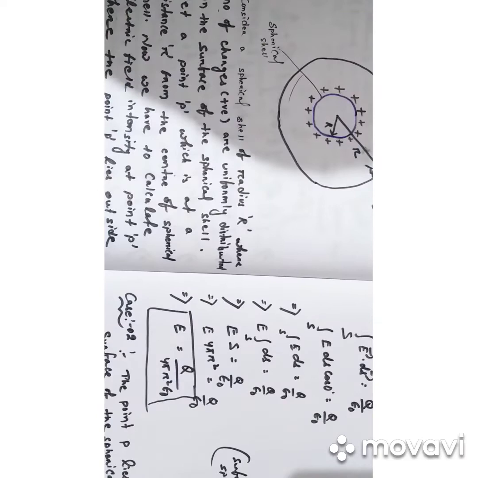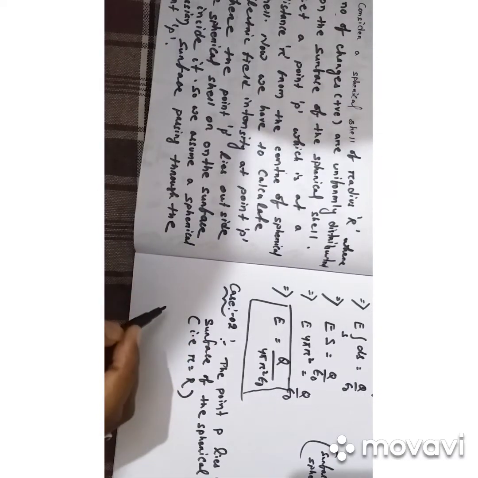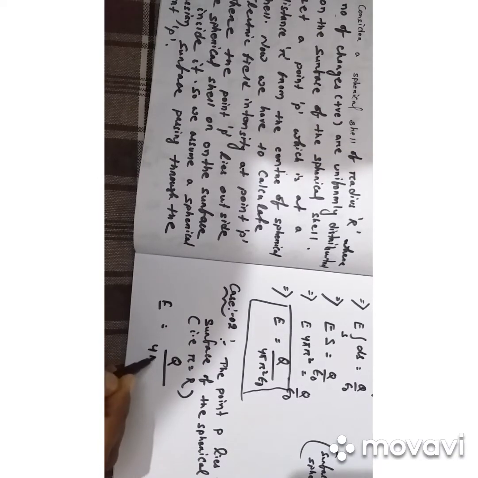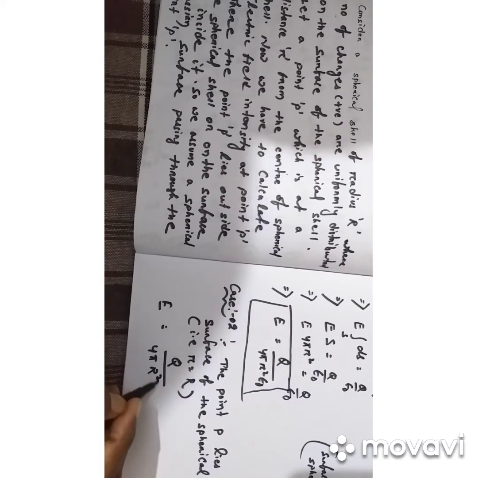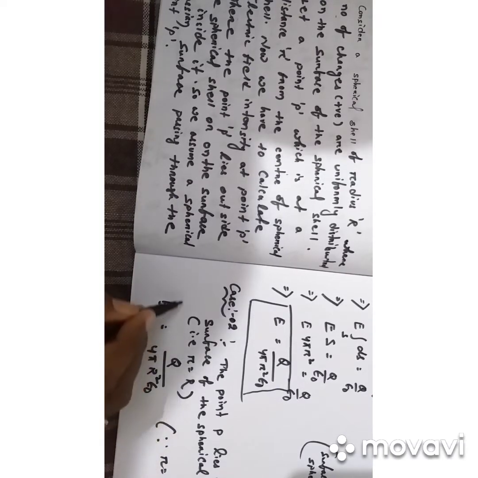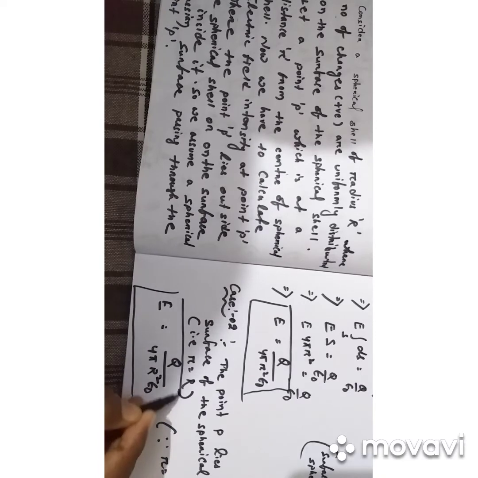That's why the electric field intensity can be represented as E equal to Q divided by 4 pi. That small r square can be represented as capital R square, because the point P lies on the surface of the spherical shell. So here we write small r as capital R. So Q by 4 pi r square epsilon naught, we write small r equal to capital R. So this is the required expression of electric field intensity at point P, the point which lies on the surface of the spherical shell.